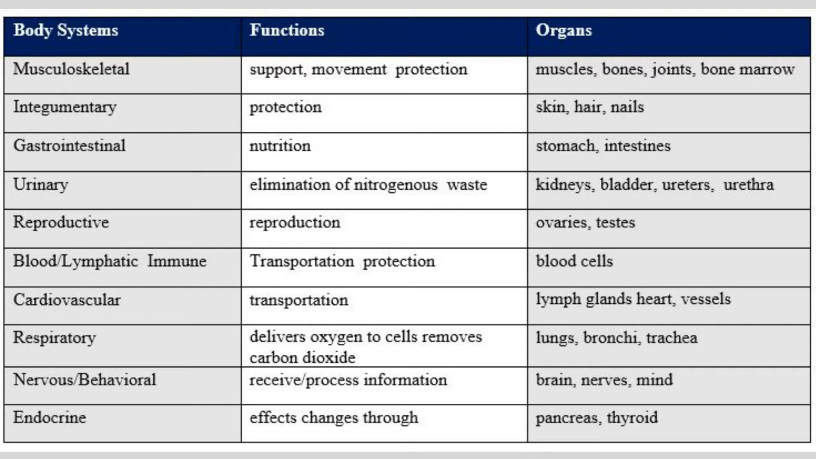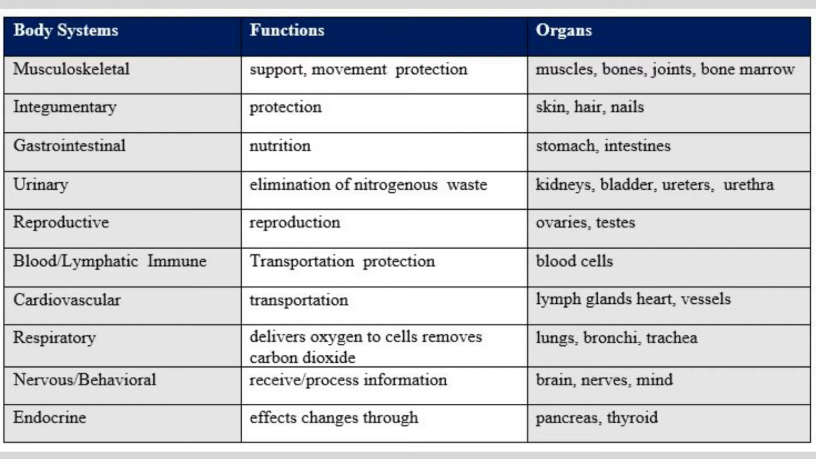Body systems. Urinary: functions, elimination of nitrogenous waste; organs, kidneys, bladder, ureters, urethra. Reproductive: functions, reproduction; organs, ovaries, testes. Blood/lymphatic, immune: functions, transportation, protection; organs, blood cells.